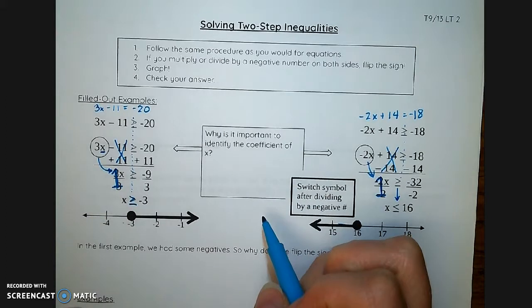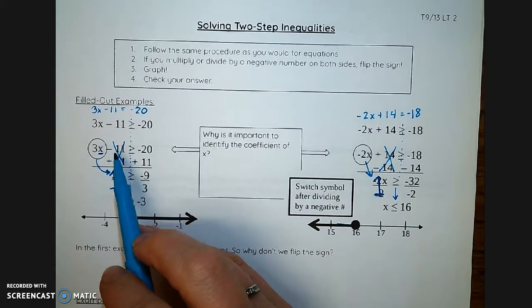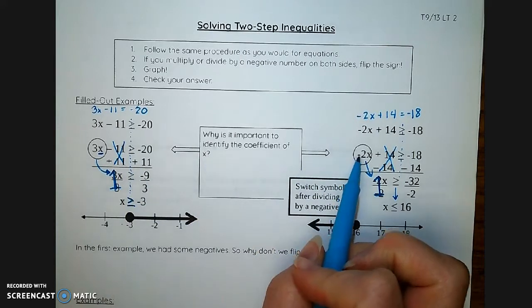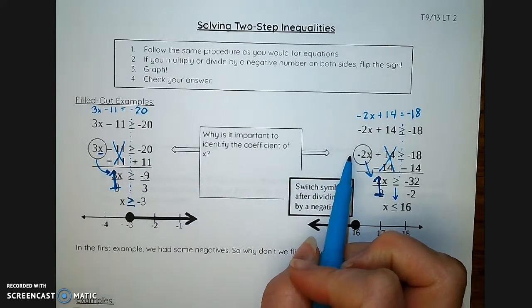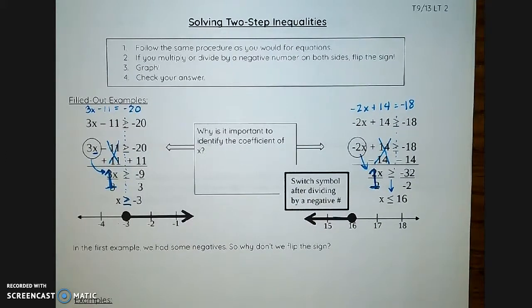So why is it important to identify the coefficient of x? Well, if it's a positive coefficient, I don't flip the sign. But if it's a negative coefficient with x, then I do need to flip that sign at the end, or my answer is not going to be true and valid.